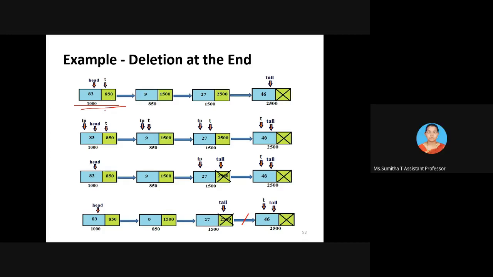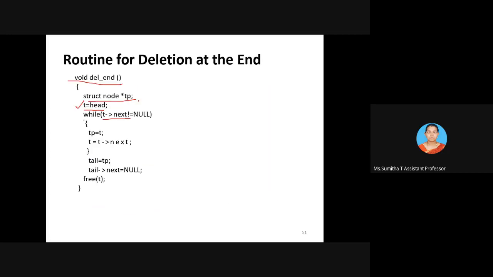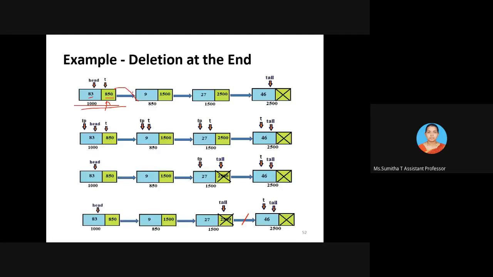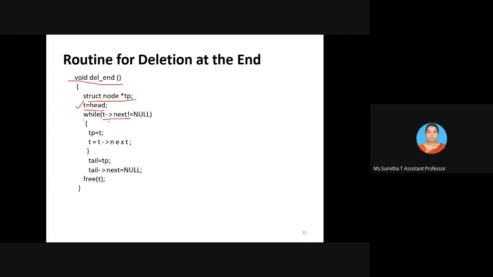850, madam. Yes, very good. This is the T of next. This is the node named T, and this is the data field. T of data means 83. T of next means 850, which is denoting the second node. Okay, is it clear? So while T of next is not equal to null, when it becomes equal to null, that is at the tail node. So until we reach the tail node, we are doing this loop.